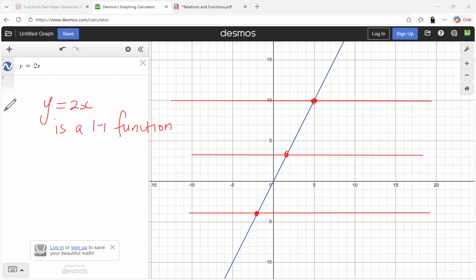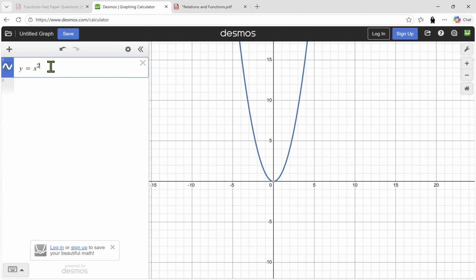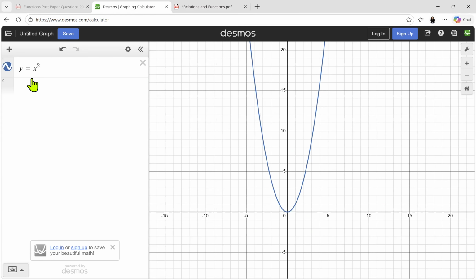Now, on the contrary, y is equal to x squared, though it is a function, it is not a one-to-one function because, as you can see, if you apply a horizontal line to this graph, look what happens. It cuts the graph at more than one point. So like here and here. So this is not a one-to-one function. It is a many-to-one function. So although it passes the vertical line test, it is a function. However, it's not a one-to-one function.